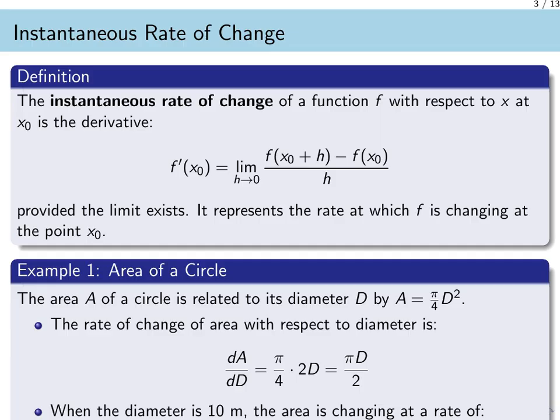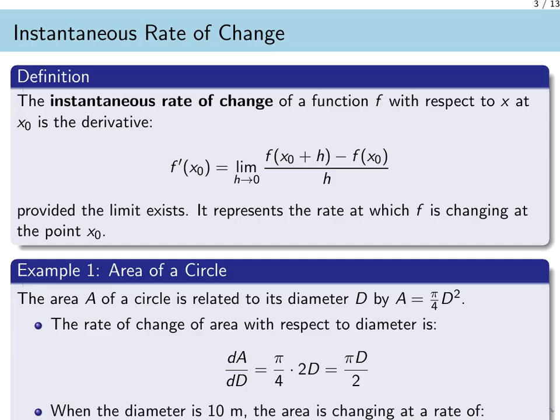For example, a circle's area is given by A equals pi over 4 times d squared. To find how fast the area changes with respect to its diameter, we calculate the derivative, dA/dd, which equals pi times d over 2. If the diameter is exactly 10 meters, the area is growing at a rate of 5 pi, or about 15.71 square meters per meter of diameter.